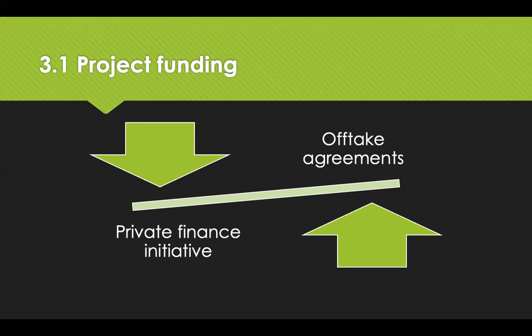An offtake agreement is an agreement between the producer and a consumer to purchase or sell portions of the producer's future production, like electricity from a power station. And the output is usually set over a period of between 15 and 30 years. A PFI, or a private finance initiative, is a way of financing public sector projects through the private sector. And again, these typically last between 25 and 30 years and are usually things like schools, hospitals, and prisons.